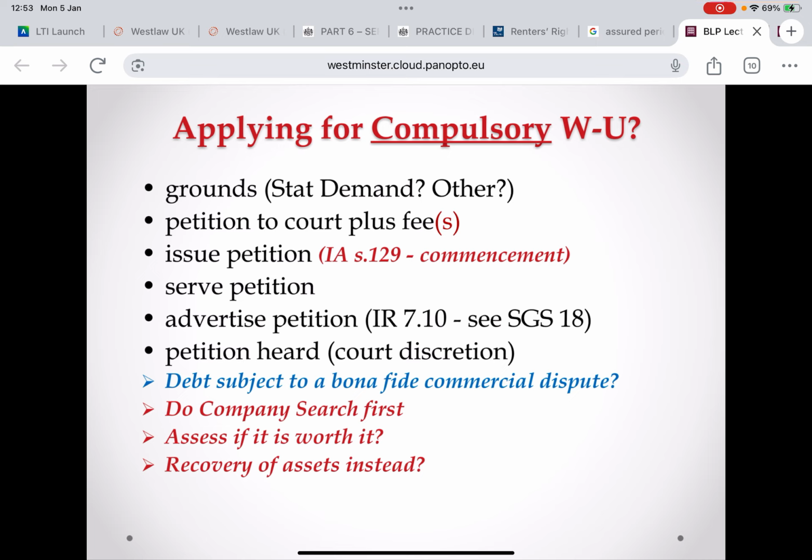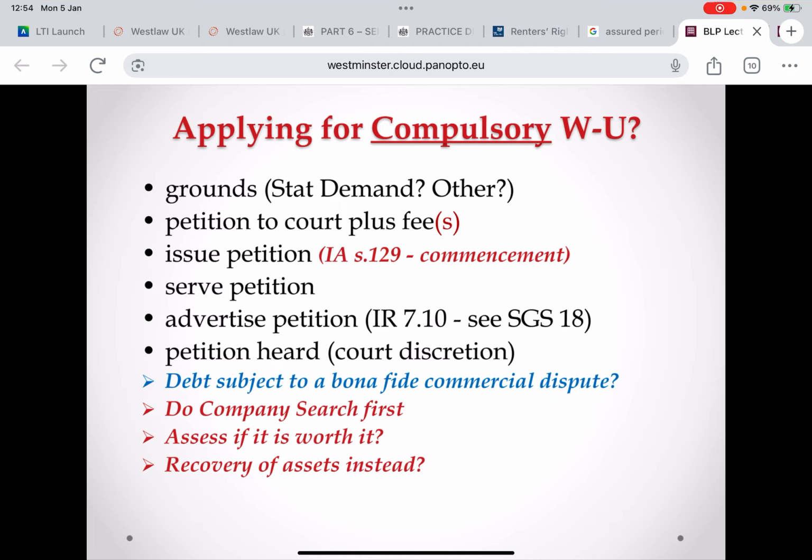So we should always be very interested in the date on which the winding up petition was issued at court. See section 129. Anyway, that winding up petition will need to be served on the company in question. It will need to be advertised in the Gazette in accordance with the insolvency rules. That is something that we will return to in group session 18. And ultimately, having issued and served our petition and advertised it, we are looking at trotting off to court, are we not, on a hearing date, seeking a winding up order from the court.